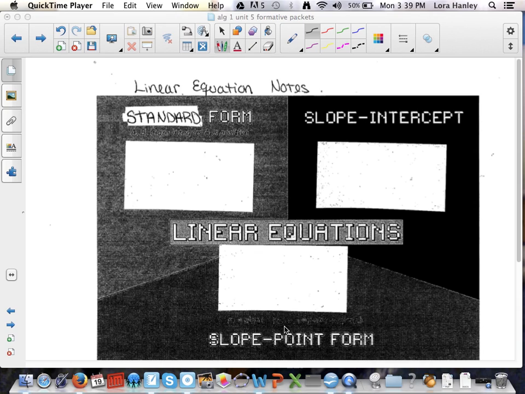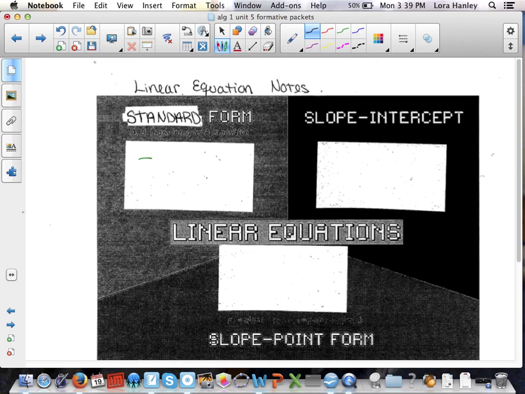Standard form is ax plus by is equal to c. And remember that we like to use this to find x and y intercepts. And then when we have those, we can easily graph our equation.